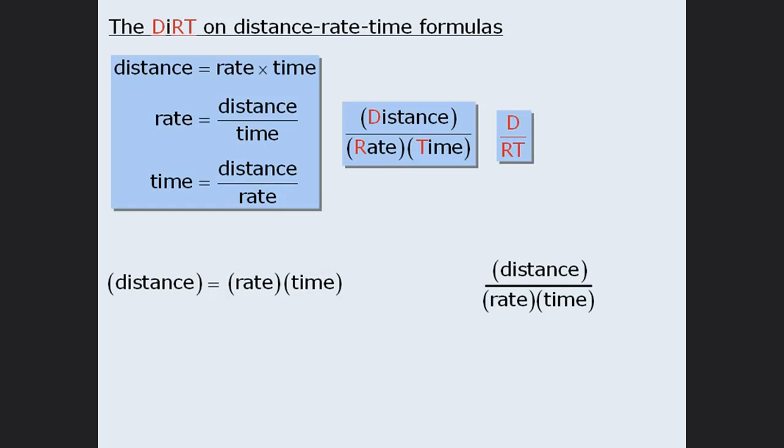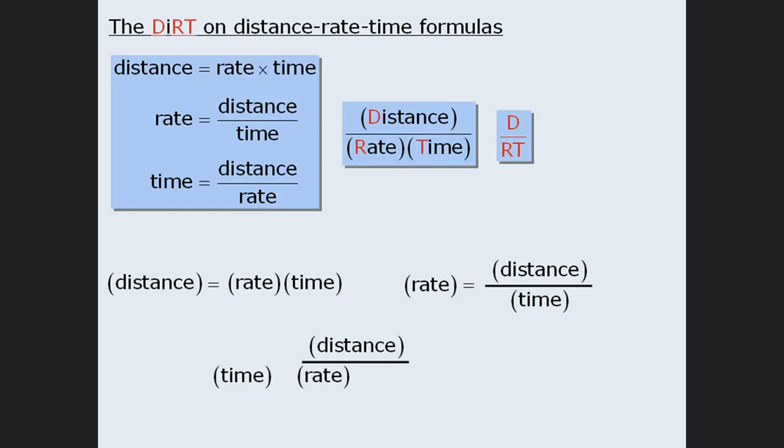Similarly, if we want to know the formula for rate, or speed, we remove the rate from the fraction, and whatever is left is equal to the rate. So here we can see that the rate is equal to the distance divided by the time. Finally, to find the formula for time, we remove time from the fraction, and whatever is left must be equal to time.